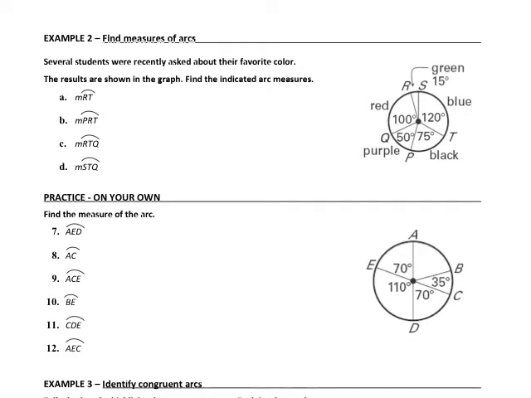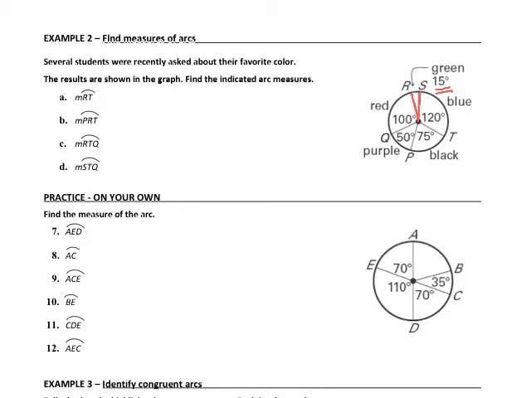All right, we're going to be on the back side of the page now for example number 2, which again asks us to find measures of arcs. It says here several students were recently asked about their favorite color. The results are shown in the graph. Find the indicated arc measures. All of the numbers on this graph tell us the degree of that particular wedge of the circle graph. So green is 15, sorry, not percent, degrees.